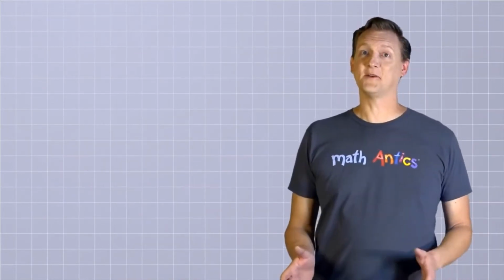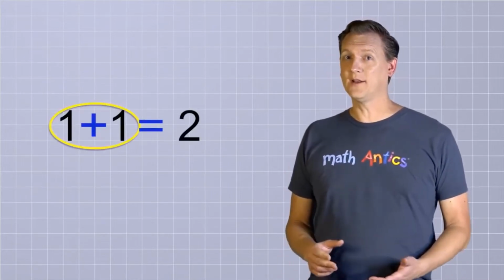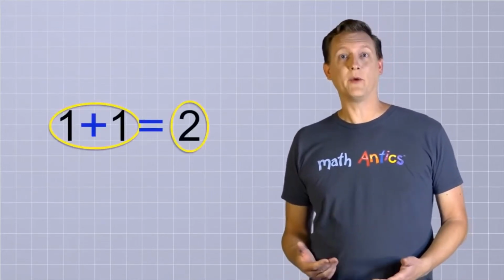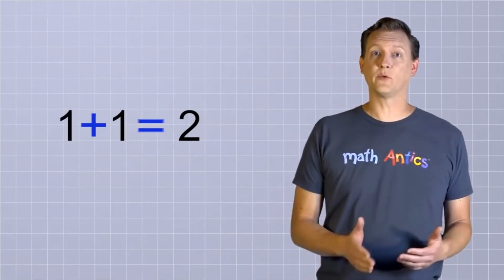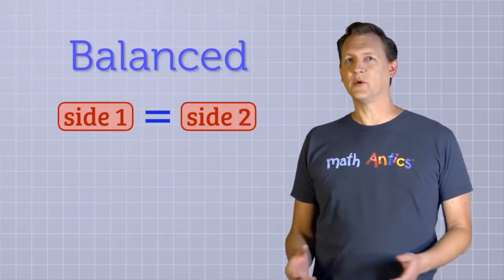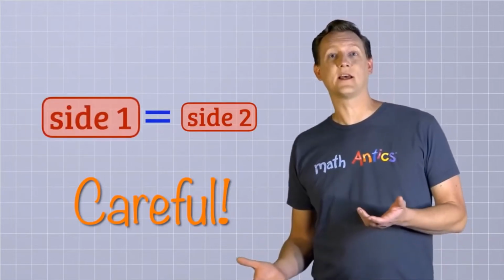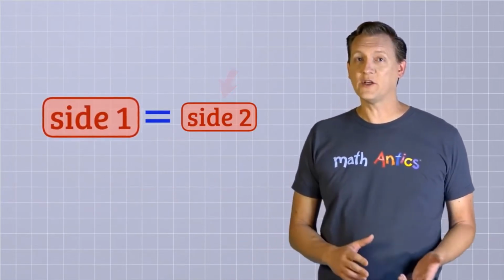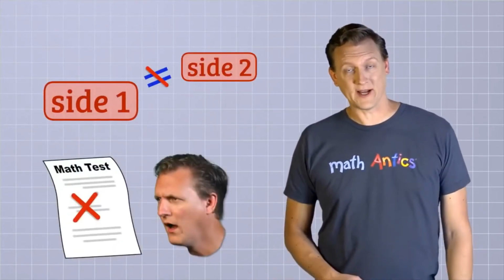Of course, that doesn't mean that the two sides have to look the same. For example, in the equation 1 plus 1 equals 2, 1 plus 1 doesn't look like the number 2, but we know that 1 plus 1 has the same value as 2. So 1 plus 1 equals 2 is in balance. It's a true equation. The reason we need to know that equations must be balanced is because when we start rearranging them, if we're not careful, we might do something that would change one side more than the other. That would make the equation get out of balance and it wouldn't be true anymore. And if that happens, we won't get the right answer when we solve it.